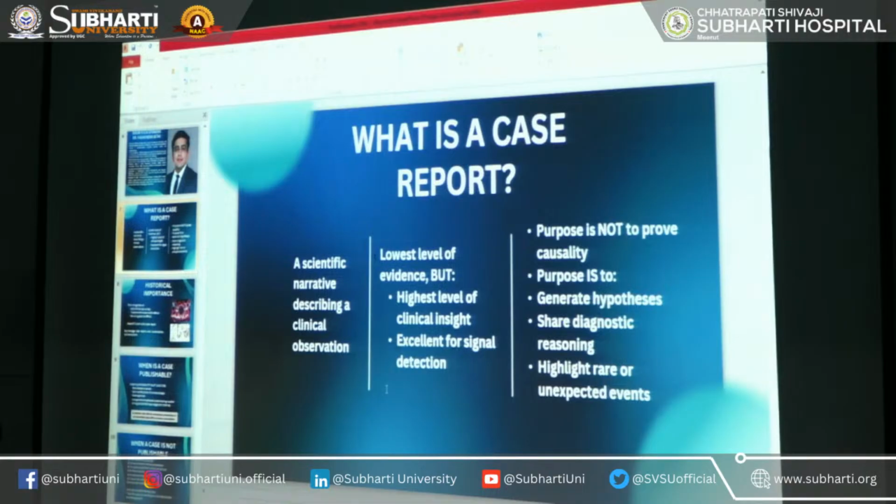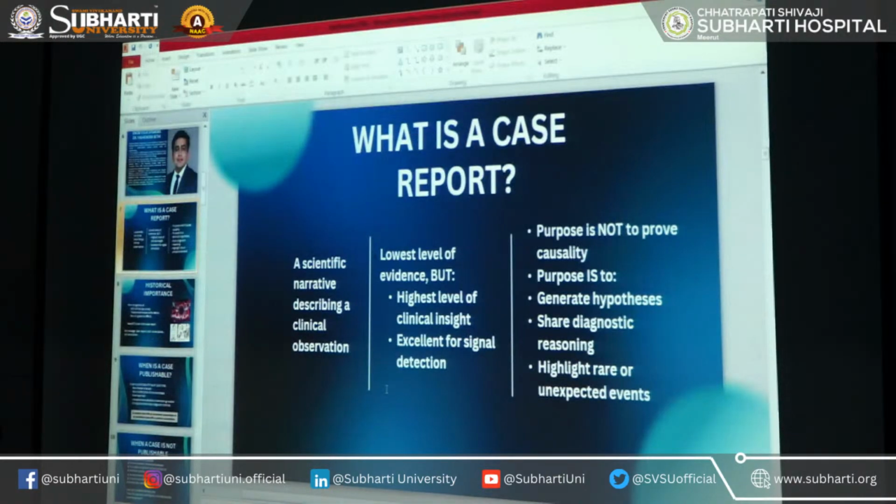So the purpose is first not to prove a causality. Second, our main purpose is to generate a hypothesis and our reasoning. Why did we publish that particular case? We took insight into that, and to highlight any rare or unexpected events in that case.